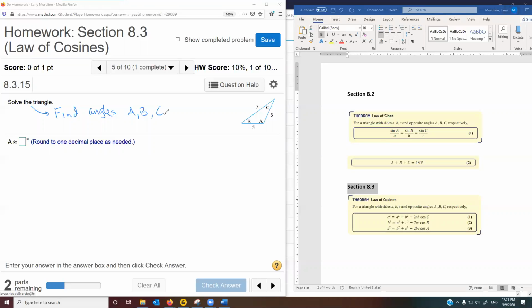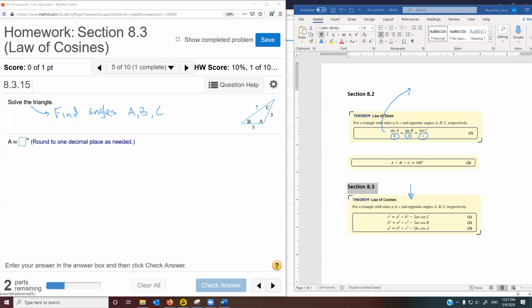All right, again, maybe I'll try to use law of sines. Well, if I circle what I know, side A, I know side B, I know side C. But notice I don't have enough information to use law of sines, right? Because I could not write an equation where I know 3 of the 4 unknown quantities. So I need to go to law of cosines.